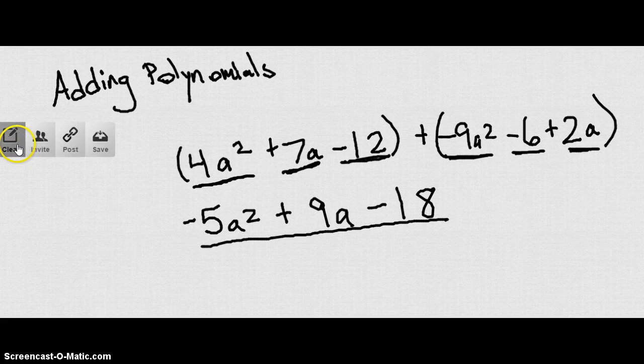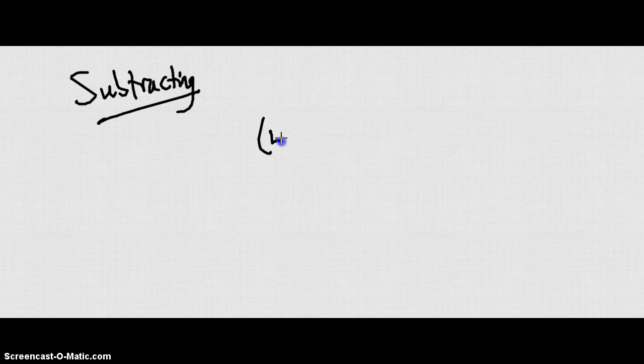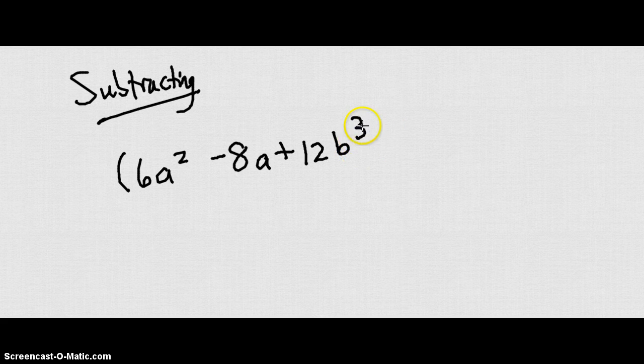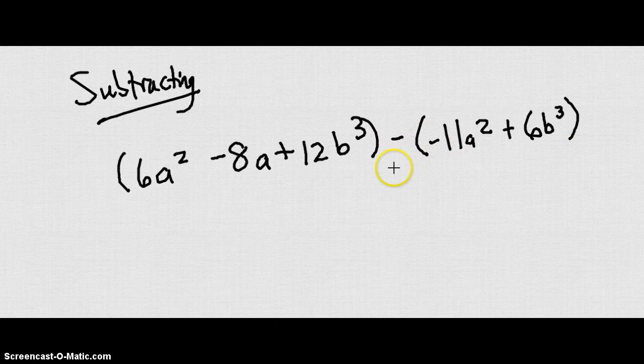So let's look at what happens if we subtract polynomials. We'll write subtracting up here. In this case, we have 4a squared plus 7a minus, or that's actually what we had in the last example. Let's change it up here. We have 6a squared minus 8a plus 12b cubed minus the quantity, or the binomial, negative 11a squared plus 6b cubed. Notice how we have this negative here. We're subtracting the binomial. So let's change that to 6a squared minus 8a plus 12b cubed.